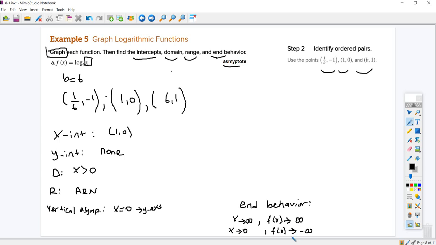So that's it. For graphing, just find those 3 points. What is more important is to find those attributes: the x and y intercepts, domain, range, vertical asymptote, and behavior. So make sure when you're graphing, you include these key features. We have 1, 2, 3, 4, 5, 6 key features. Okay, that's how you will do it.